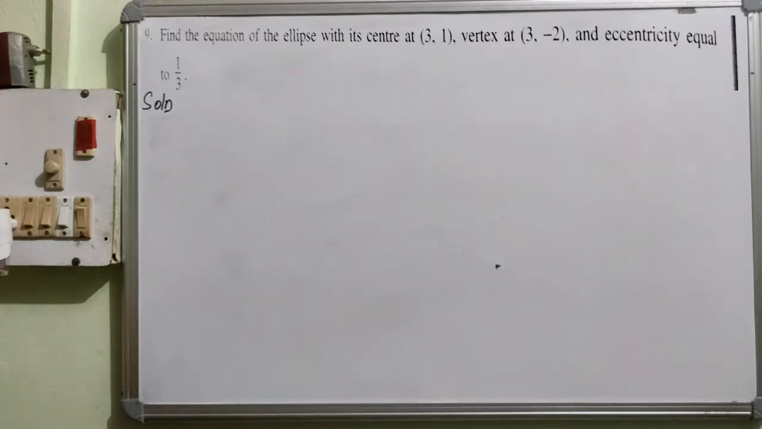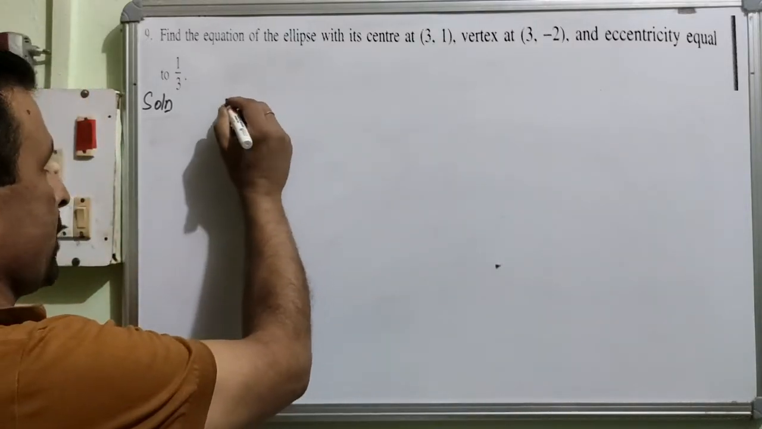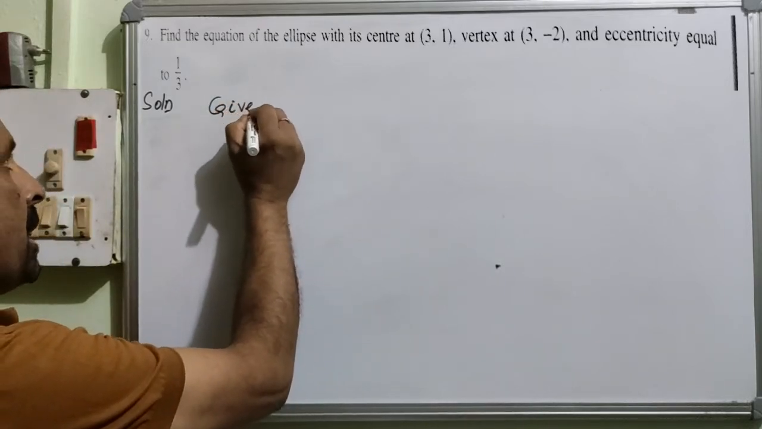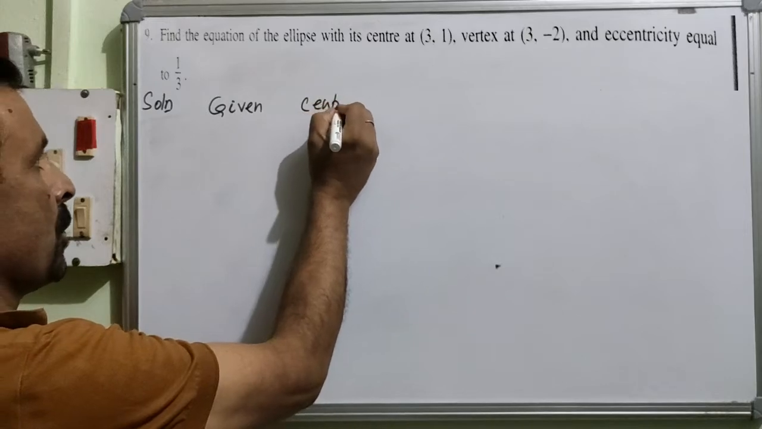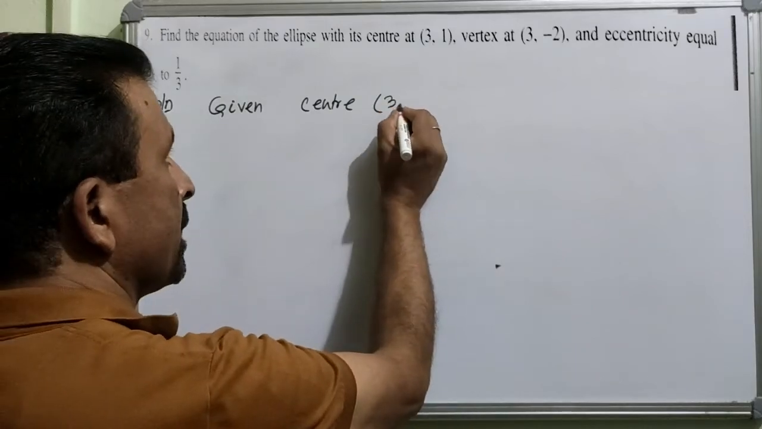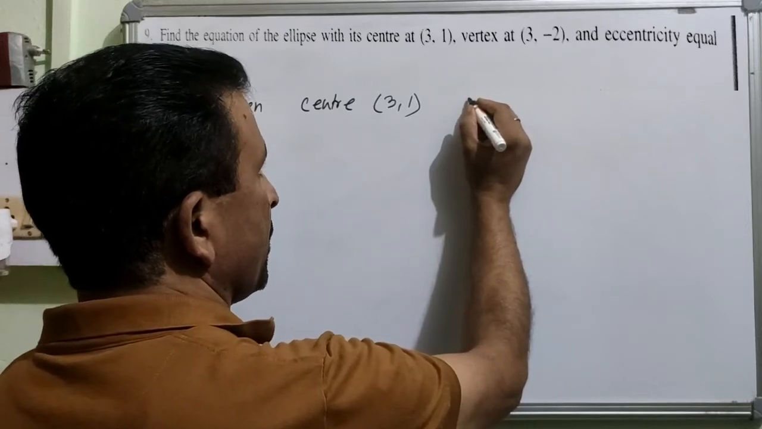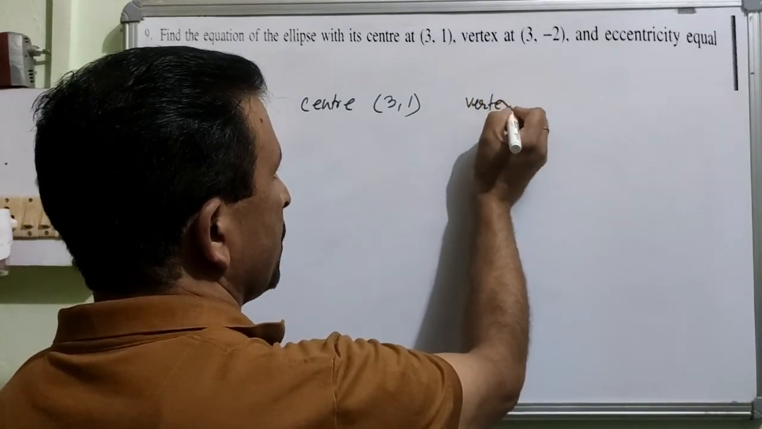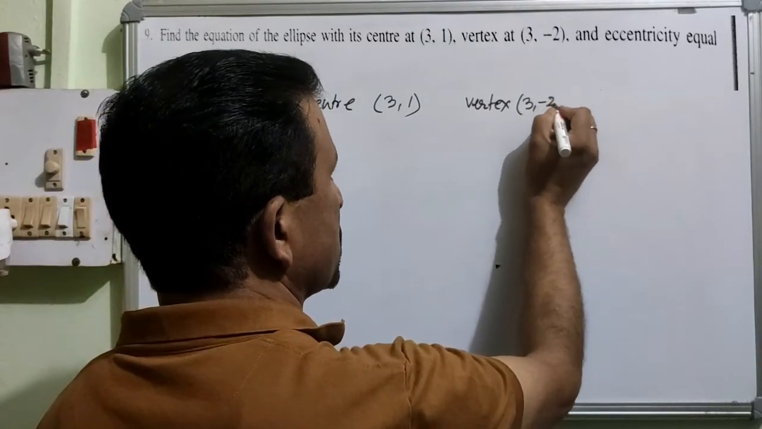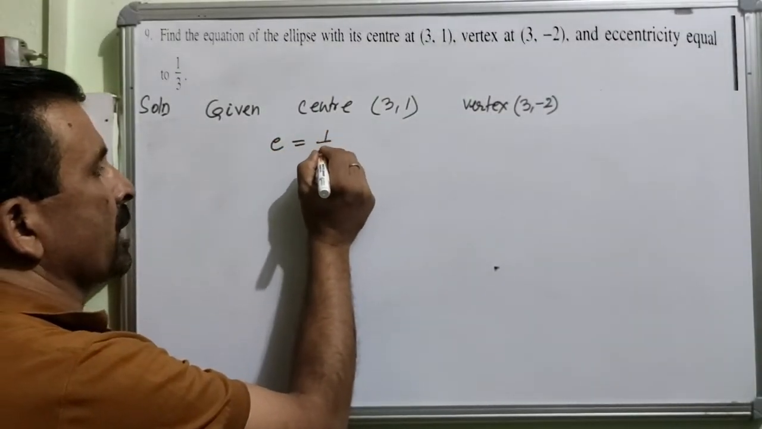So let us first of all write down all the information that we have in the question. We are given the center, and this center is given as (3, 1). Then we are given the coordinate of one of the vertices, which is given as (3, -2). And the eccentricity e is given as equal to 1 over 3.